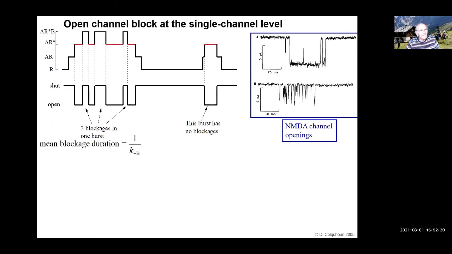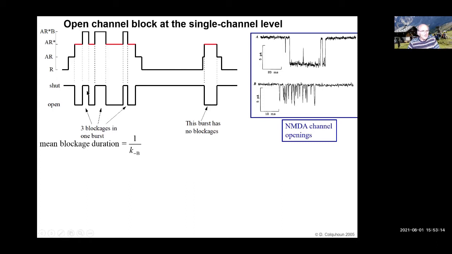What happens at the level of a single molecule is that the channel can be vacant for a while. It can then become occupied in the singly occupied but shut state. It can then become open. And while it's open, it may be blocked for a while. It may then return from the blockage and be open for a while, blocked again, open for a while, blocked again, open for a while, and then the agonist dissociates. It's in that intermediate state, and then it dissociates altogether in the resting state.